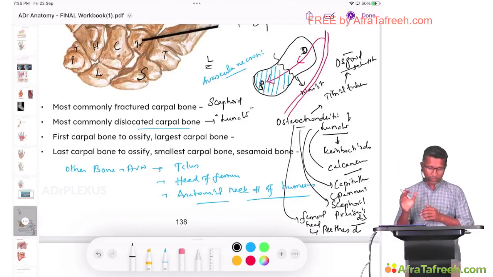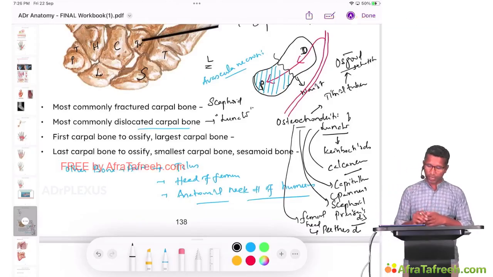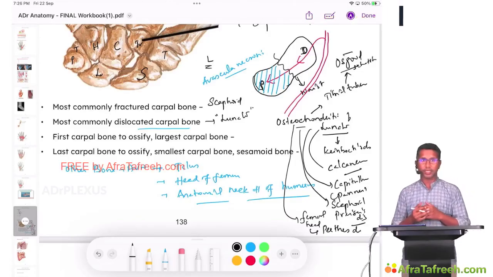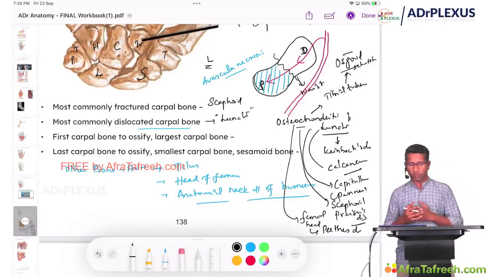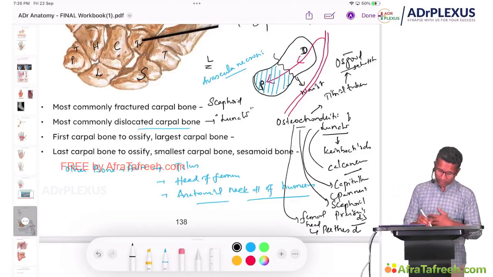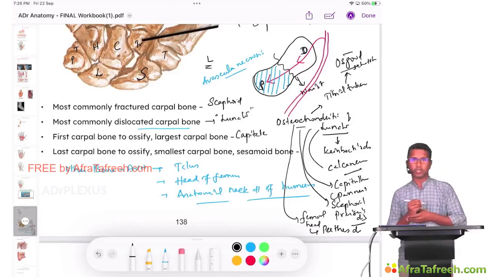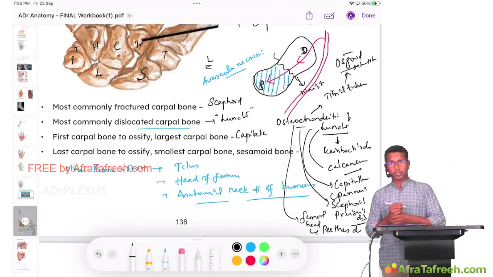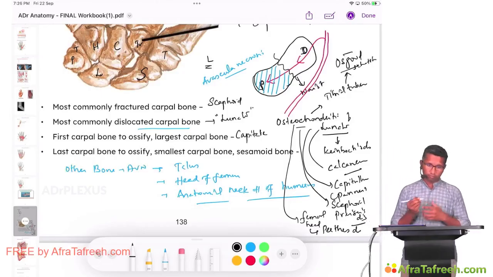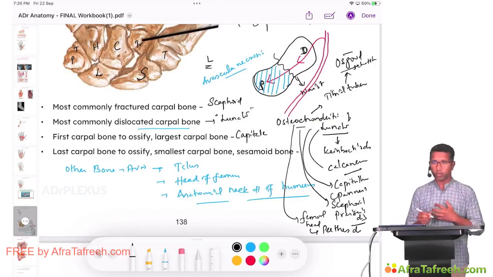They will discuss all those things. Just to brush up, I am adding these points here. Now next is, what is the first carpal bone to ossify and what is the largest carpal bone? We have discussed this. The largest carpal bone and the first carpal bone to ossify is the capitate. And the last carpal bone to ossify, which is the smallest carpal bone, is the sesamoid bone. Okay, what do you mean by sesamoid bone?